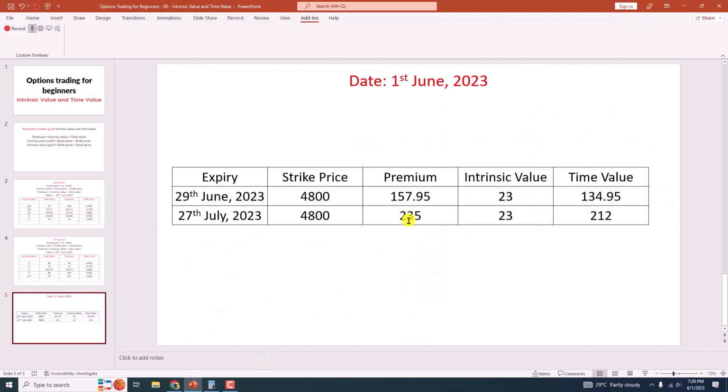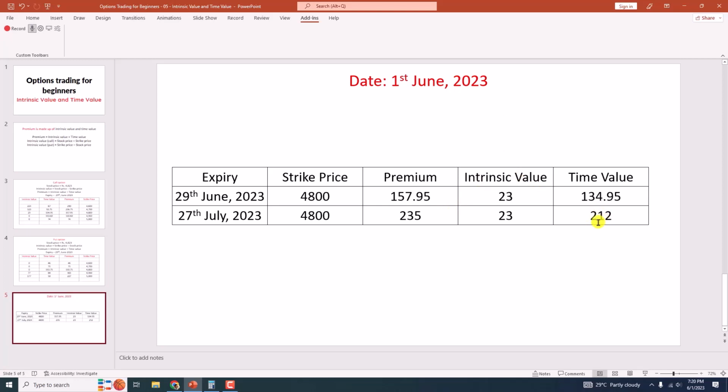I am paying a higher premium of 235 rupees for an option which will be expiring 2 months from now. Why is this premium high? Because there is more time value. What is this time value? It is the value that you pay for time. Why do you pay value for time? Because you want the price to move here. If this is a call option, you want the price to go up. For it to go up, still there is time, and for that time, you are paying money.